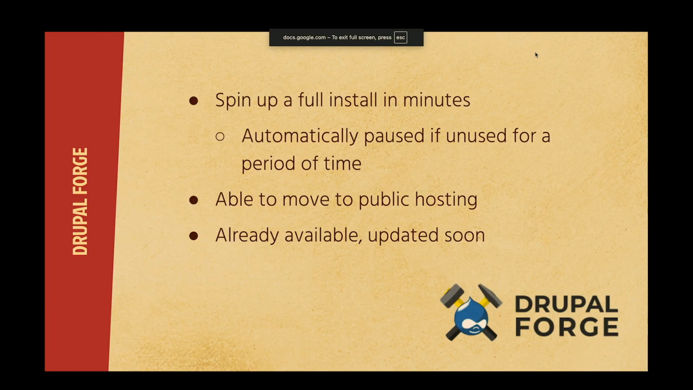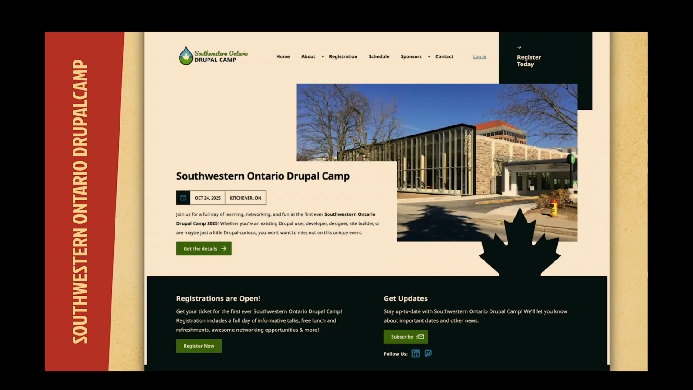So on Drupal Forge, there is a site template you can use if you want to try out Event Platform. You can, in a couple of minutes, spin up an instance, start playing around with it, customize it. If you decide it's something you actually want to turn into a production site, you can move it off of Drupal Forge and onto public hosting. Probably some additional updates coming on that.